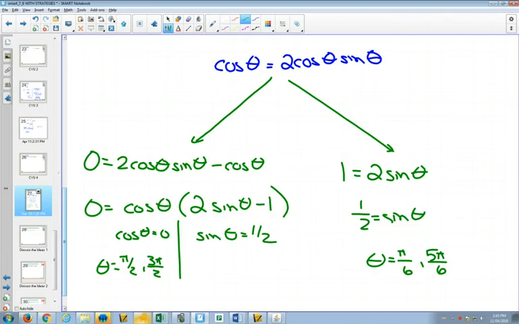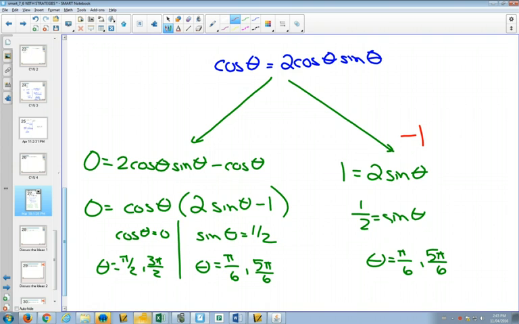Okay? And sine theta equals 1/2 is, well, pi over 6 and then 5 pi over 6. So let's compare these two. Both of them got pi over 6 and 5 pi over 6, but only the left side gives us these additional answers that work, pi over 2 and 3 pi over 2. So if you divide by cos, you run into a problem. And on this side, you're going to lose a mark for dividing by cos.